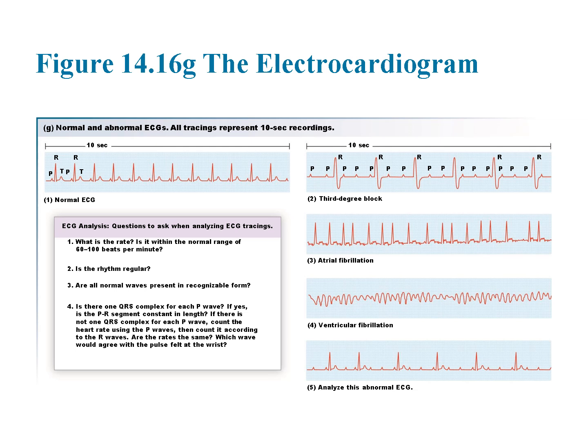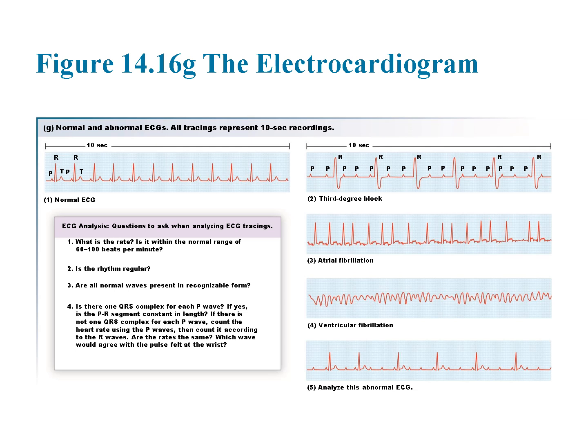The second tracing represents a third-degree heart block, a condition in which the electrical signals between the atria and ventricles are completely disrupted. The P waves occur at a regular rate, but they are not followed by QRS complexes, indicating that the atria and ventricles are beating independently of each other.